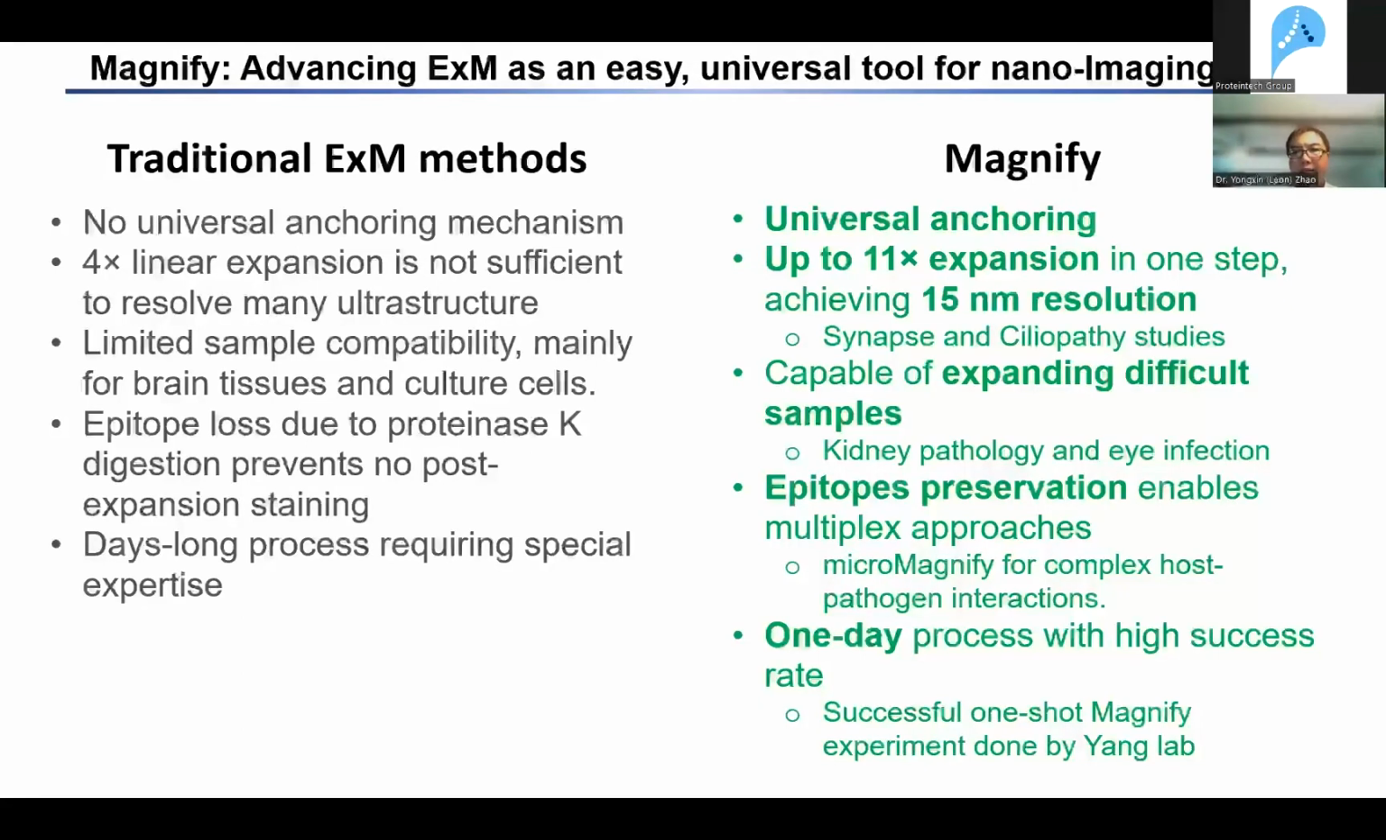So we developed this, Magnify. It contains all these features that are improved compared to the traditional methods. For example, universal anchoring, it can expand up to 11 times, and combined with some other method, you can actually get to 15 nanometers resolution. You can expand different kinds of tissue with different kinds of formats. We also preserve the epitope because we don't use enzyme anymore. We use a heat treatment to denature protein, so the actual proteins are still there inside the hydrogel, and you will be able to apply antibodies after you gel it and then homogenize the samples.